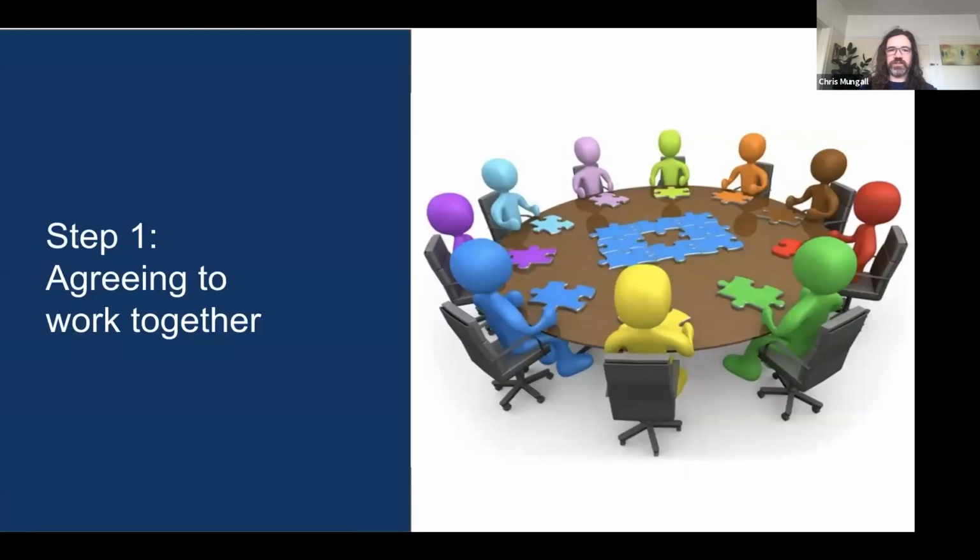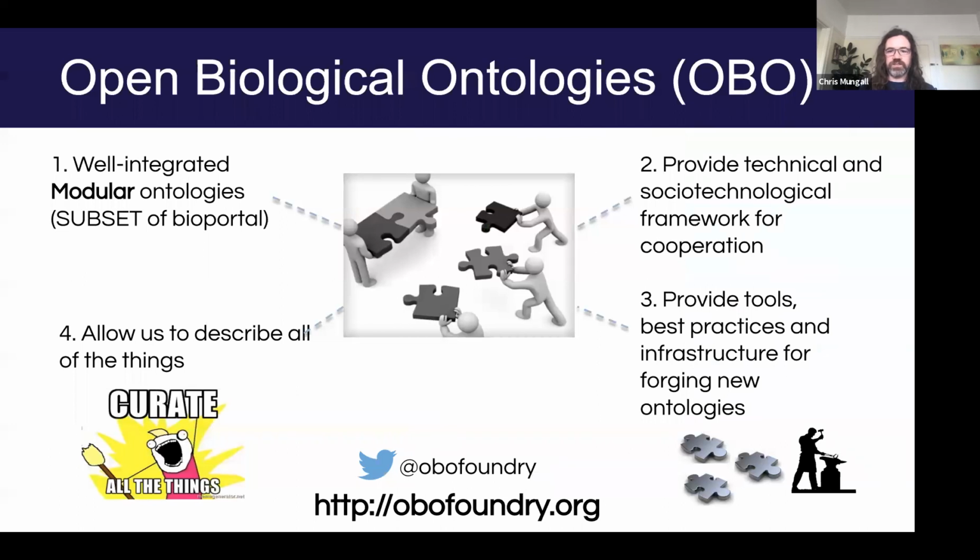Well, before you get into any of the technology, you really have to agree to sit around a table, real or virtual, and start working together. To provide this framework for working together across these ontologies, a number of us, going back almost two decades now, decided to take what we were doing with the Gene Ontology and abstract it across multiple ontologies. We came up with something called OBO, for Open Biological or Open Biomedical Ontologies. The idea is that we agree to work together on a set of well-integrated modular ontologies. This may be a subset of the 900 or so ontologies in BioPortal. These ontologies agree to work together. OBO also provides both the technical and the socio-technological framework for allowing this cooperation. Some of this is providing mailing lists and meetings and help for people.